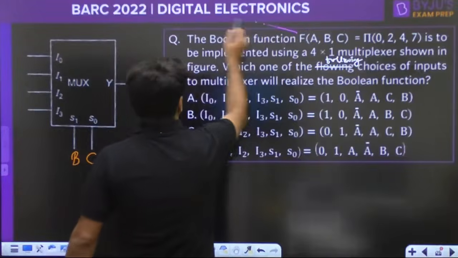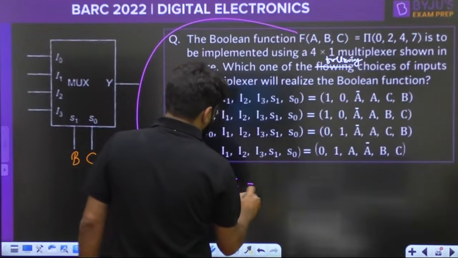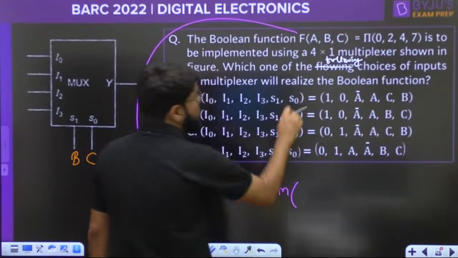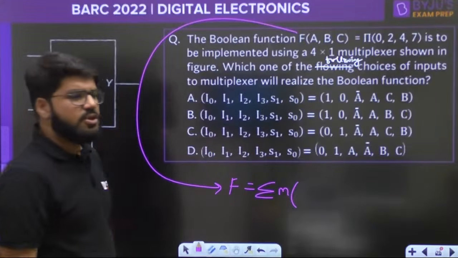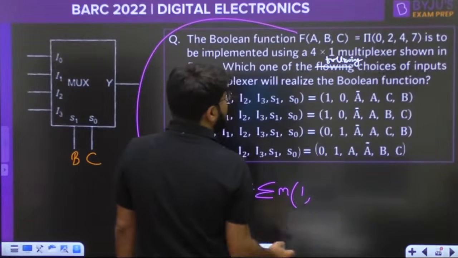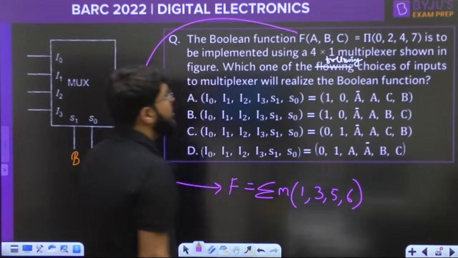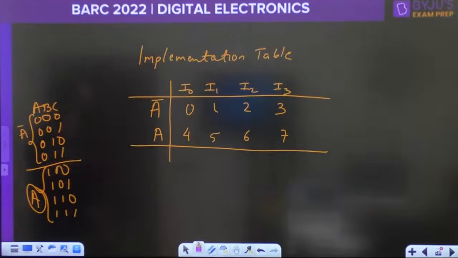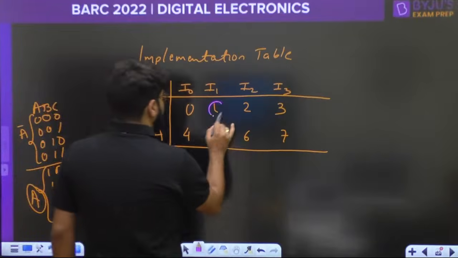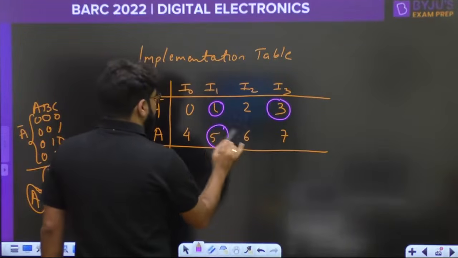Okay, so we need to convert this into the minterm form, and F will become the summation of the minterms, those integers which are not in the max term list. So remove 1, 0, 2, then 3 and then 5 and then 6. So the minterms are 1, 3, 5 and 6.